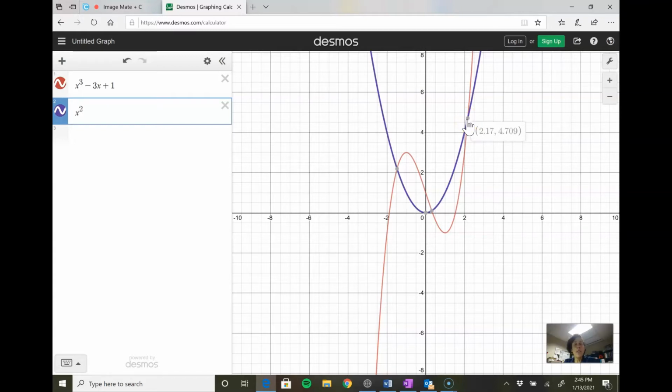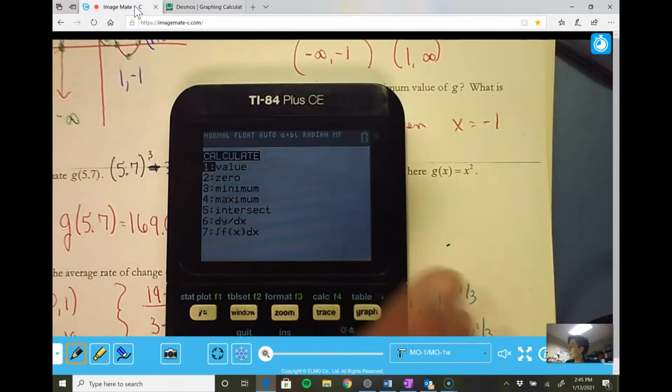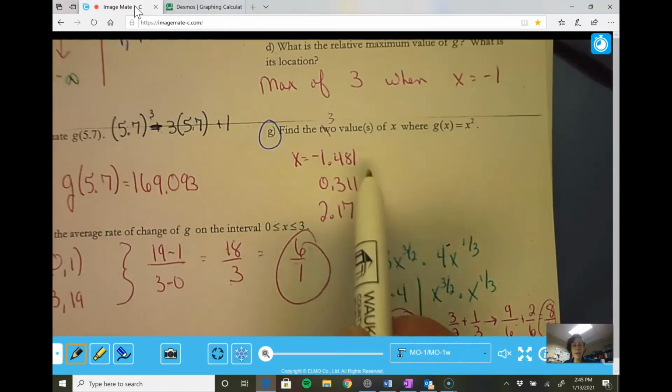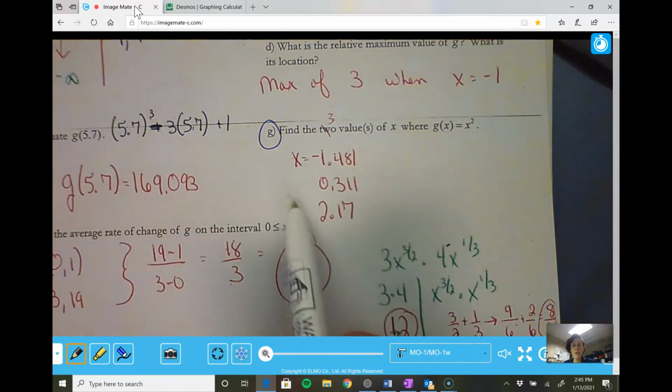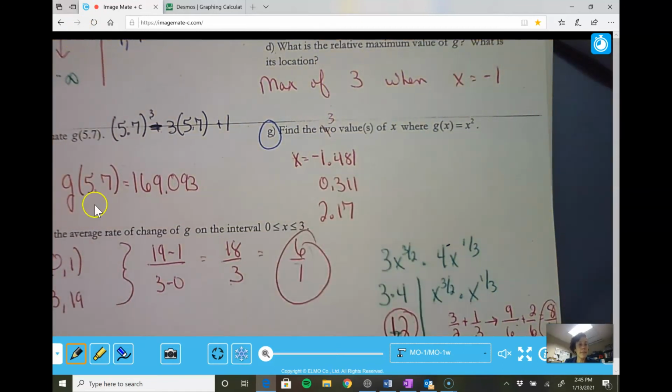Now, if you want to check out the answer key for pages 54 and 55, just check out week 2 in Schoology. Popping back to my document, these were the final answers for G. I just wrote the x coordinates, and that's it.